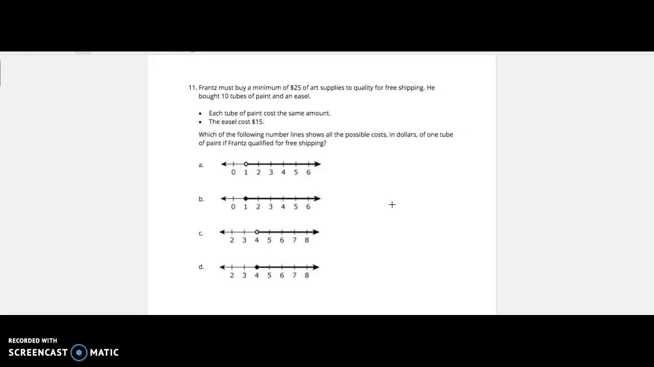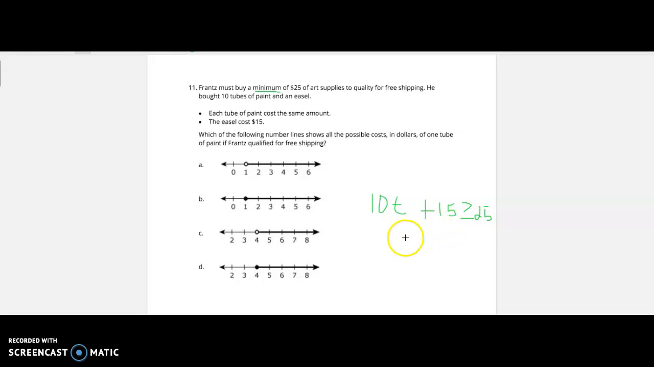France must buy a minimum of $25, so we're looking at 10. What does it want us to represent? The tubes of paint. So we'll just go 10t plus the 15 for the easel. And it's a minimum, so that's got to be greater than or equal to 25.